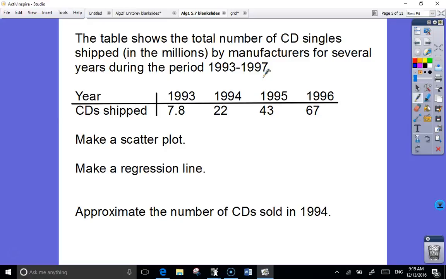Let's remember, what are the steps so that you can enter the data? Stat edit. That's this one right here. Stat edit. So do that. And where are you going to put the x's and where are you going to put the y's? This first one should go under L1. The second one goes under L2.